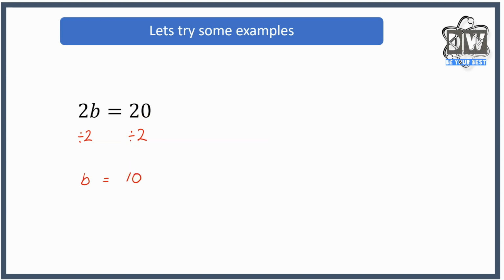So we've now worked out what b equals. b equals 10. Now let's just see if we're correct. So rather than writing b now, we're going to write 10. So we've got 2 times 10, and that equals 20. 2 times 10 equals 20, and obviously we've got 20 on this side. So we know we're correct.